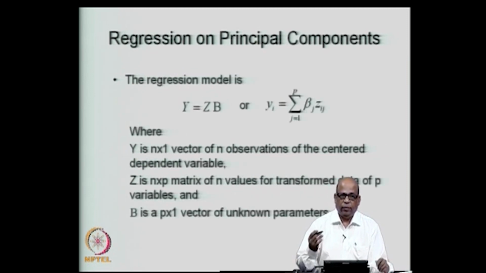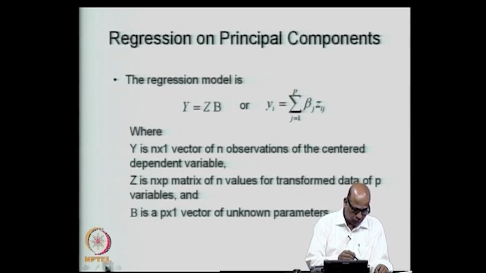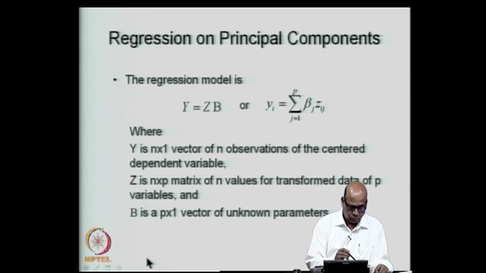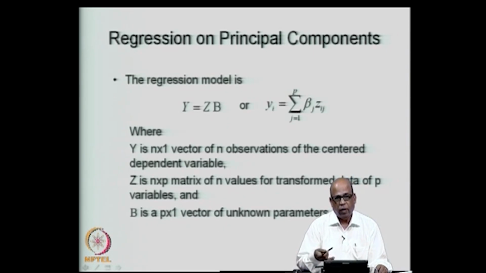Then we look at the dependent variable now. Let me explain that. You have the dependent variable, let us say this is the y matrix, which is an n by 1 vector, because there are n observations, and this is Z, which is an n by p matrix. So, this is n by 1 and this is n by p, and these are the coefficients of the regression. This is a coefficient matrix, and that is a p by 1 vector of unknown parameters, and our aim in the regression is to determine these unknown parameters.